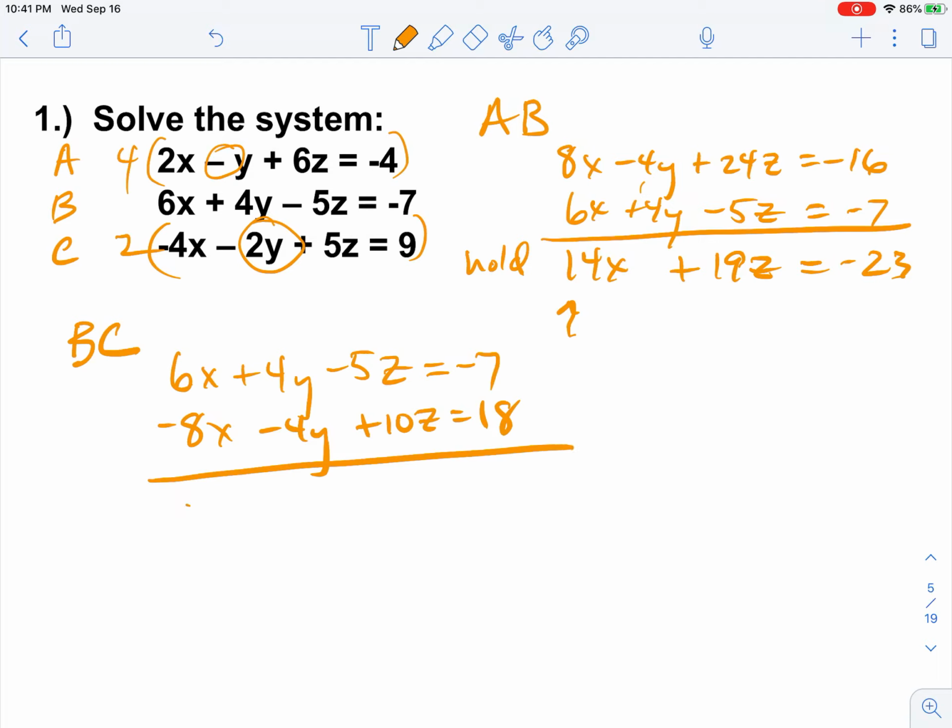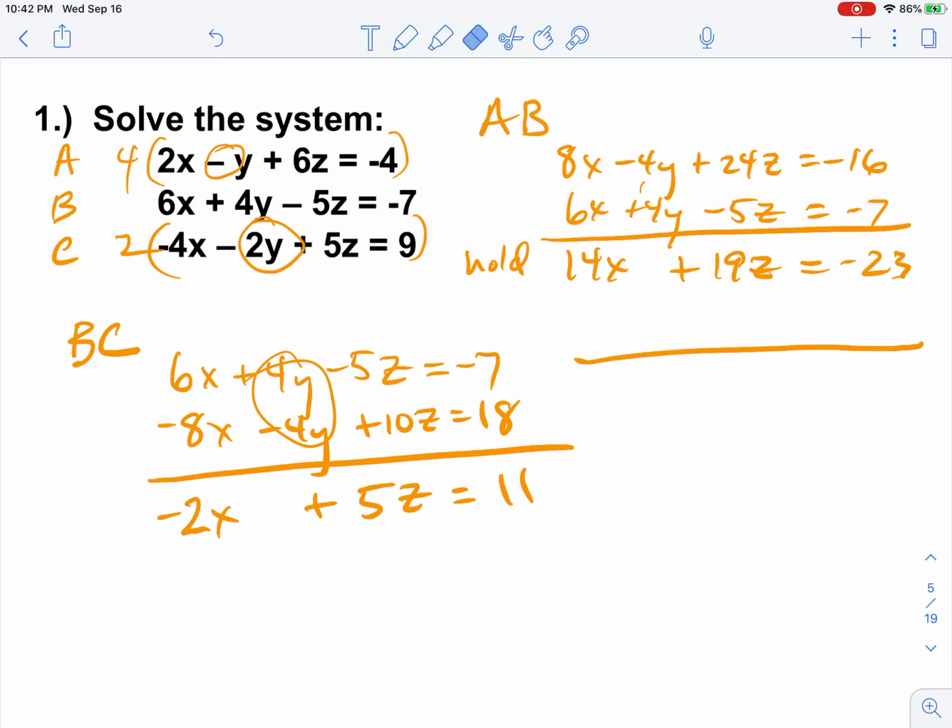And when I combine those columns, I end up with negative 2x, the y's cancel out, plus 5z equals 11. What I want to do with that now is bring it over and add it underneath this equation so that I can add the columns and try to get rid of either the x's or the z's. So what I want to do to this right here is I wish it was a negative 14x, so I'm just going to multiply this by 7.